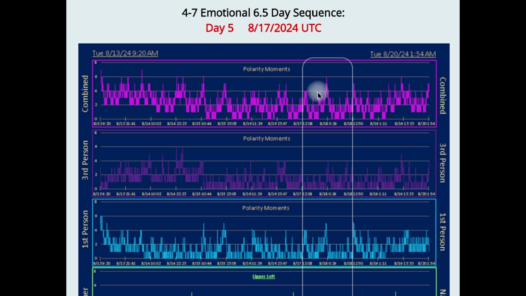Now, in day five, I've got good news for you. We barely get to the 4. You can see we reach it here, we reach it in the middle, and a little bit as the next sequence starts. But all in all, this is a pretty calm sequence. You can see third person's laying down pretty good. There's a little bit of agitation here in the middle in first person, but overall, this has been a pretty relaxing sequence.